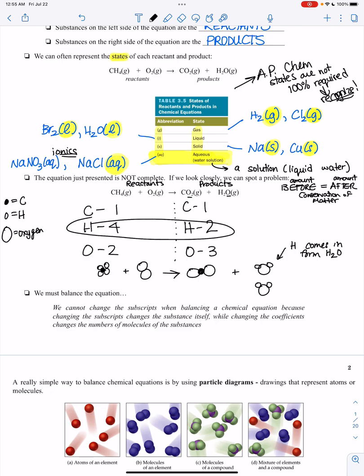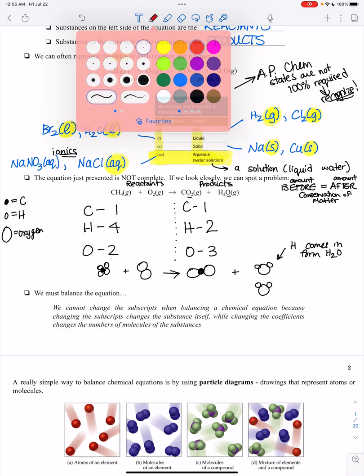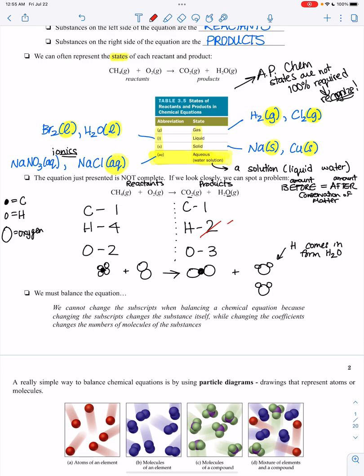If I do this now, I'm going to change the amount of hydrogen that I have. Now I go from having 2 hydrogens to 4. But I also changed something else. I went from having 3 oxygens to 4. Okay? So now it looks like my hydrogens are equal on both sides. We're good. Now I have to look at my oxygens. I have too many oxygens on the product side, and I need 2 more oxygens on the reactant side.